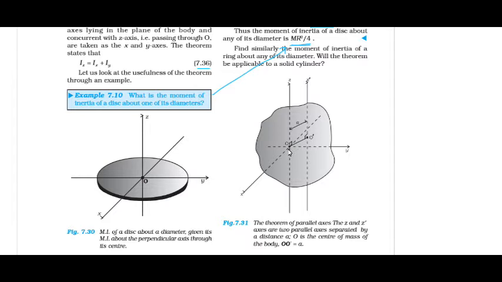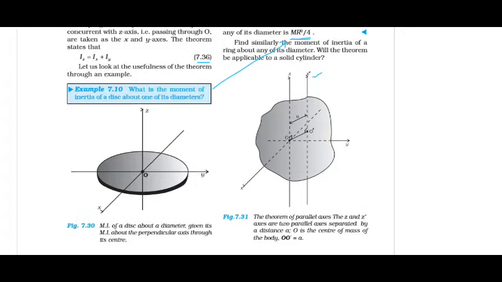So we need to find the moment of inertia at a distance a from the line passing through the center of gravity. So the theorem of parallel axis: z and z dash are two parallel axes separated by a distance a. O is the center of mass of the body, and OO dash is equal to a. So we have to find the moment of inertia through the parallel axis z dash.